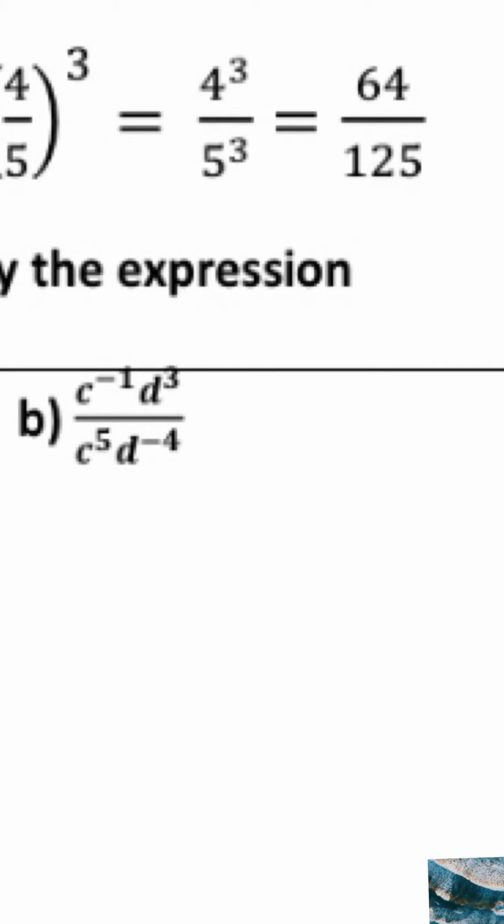Okay, letter B, using the same property. Now I have C's and D's. So it's really extremely important that I keep my C's with my C's and my D's with my D's. So on the numerator, I see c to the -1, and then as a denominator, I have c to the 5th. So that's going to give me c to the -1 minus 5.